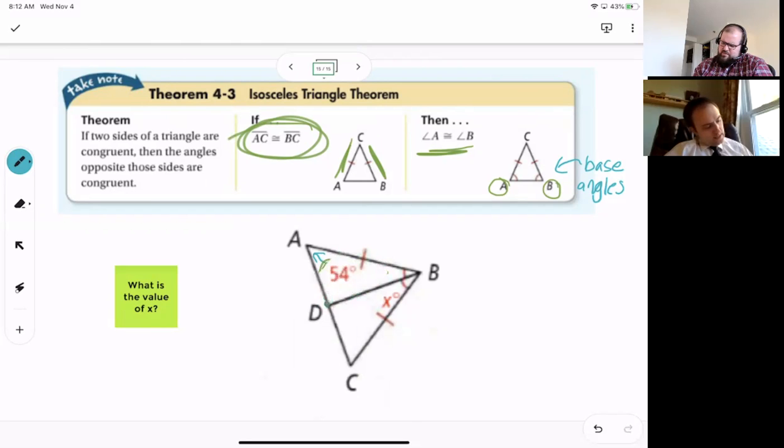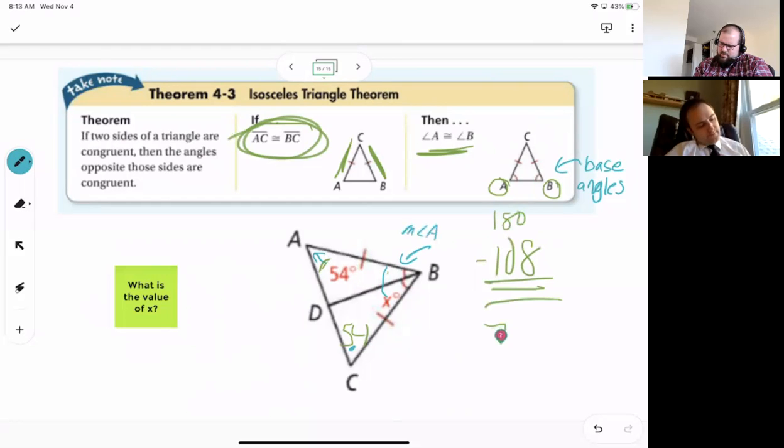Yeah, because based on this theorem, we can say this is 54 as well. You can use that to figure out the whole thing. And then since those are equal, cut it in half. Oh, I see. So if this is 54, that's 108 total. Yeah, so there's 72 for the measure of angle ABC left over. So that's that whole angle. So then each piece is 36. Yes. Got it.